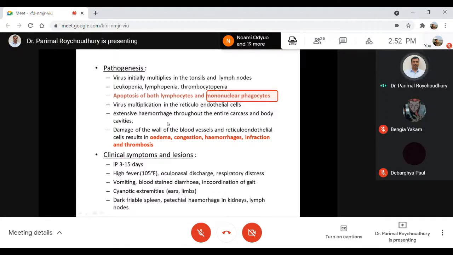So in a naive animal population that has not been exposed to the virus earlier, this will lead to 100% mortality. So this is the pathogenesis of African swine fever virus.